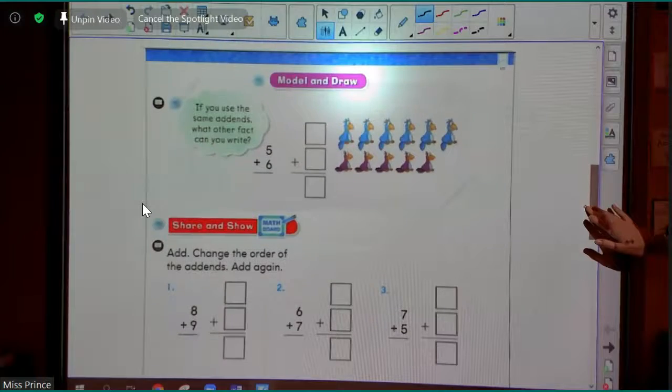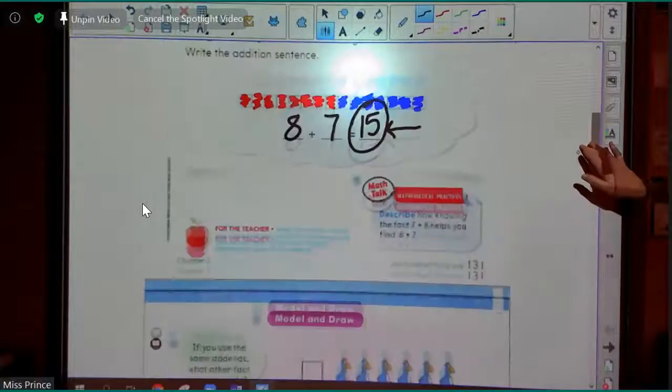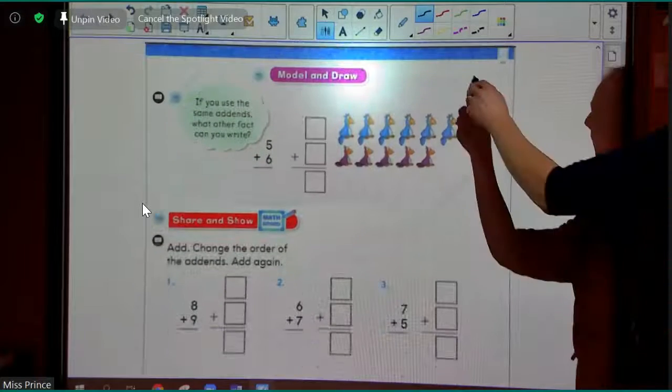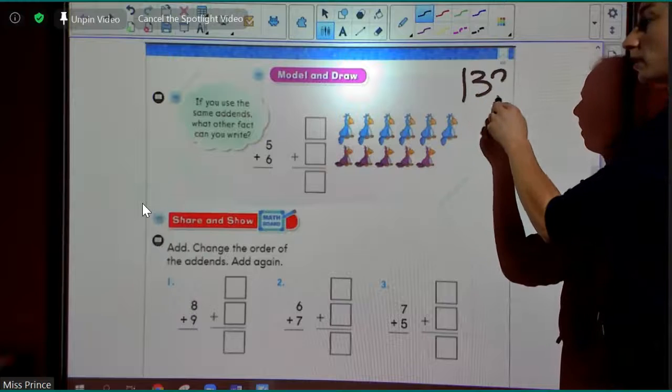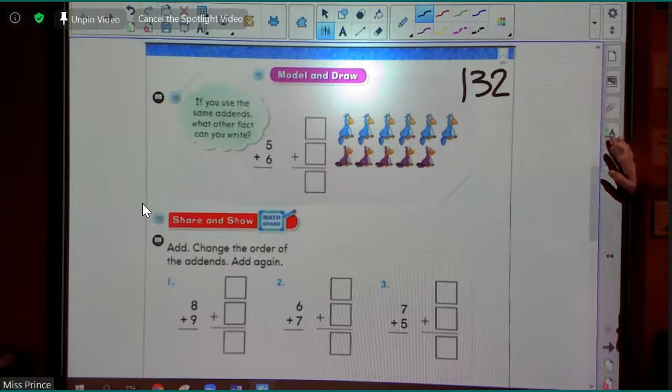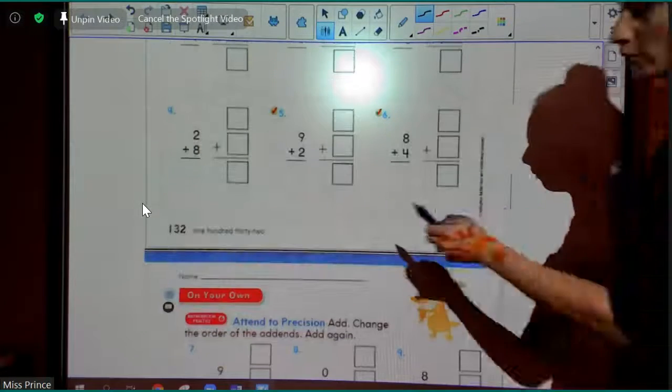Okay. We are now on page 132. So I'm going to put that up here. Make sure you are on this page, 132. You'll see it right down in the bottom corner.